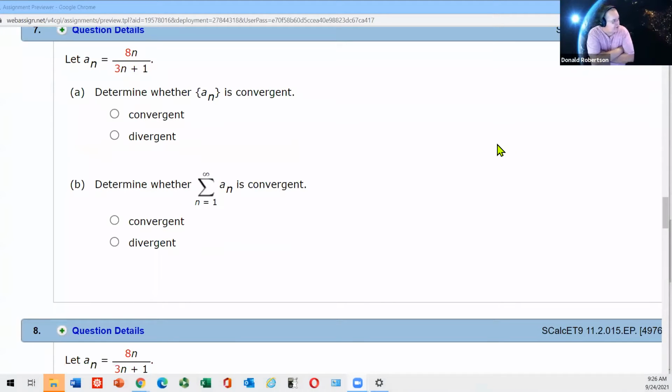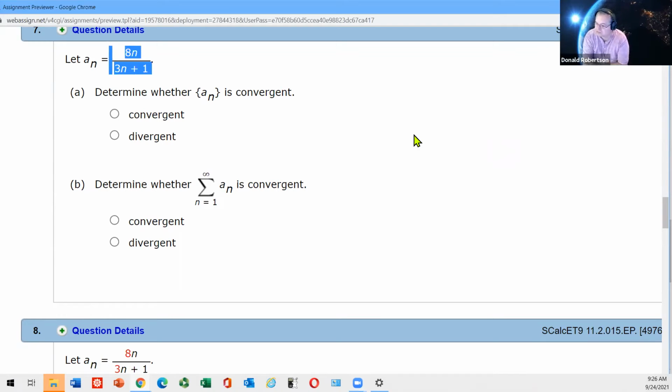Okay, question 7. 8n over 3n plus 1. Basically, they're breaking this question into 2 bits: what the limit of the sequence is and then what the series would be. Would you agree that the limit of this guy is 8/3? And it converges to 8/3. But what about the series made up from it? Ah, diverges.